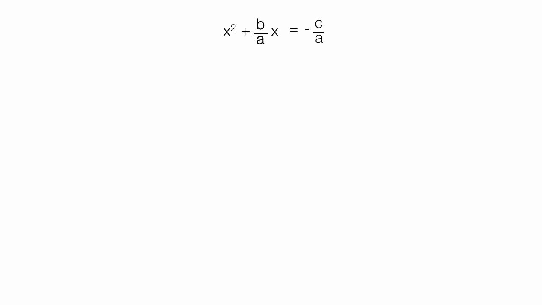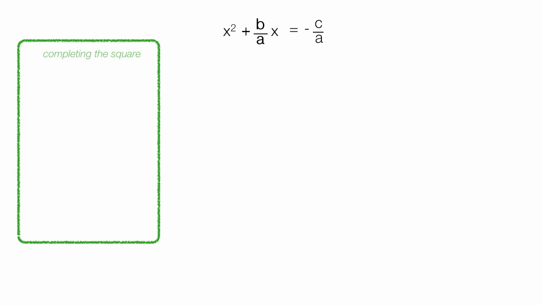So now I'm going to complete the square. I'm going to focus on that b divided by a. When I complete the square, I always like to make a little box to work in. I label it completing the square. I take 1/2 times b divided by a. Then I take that and I square the whole thing, which gives me b squared divided by 4a squared. And I add that to both sides of the equation.